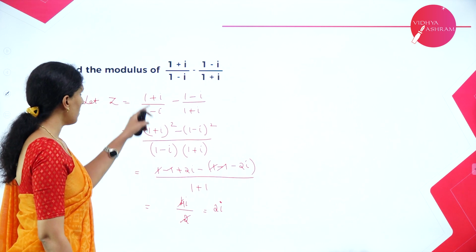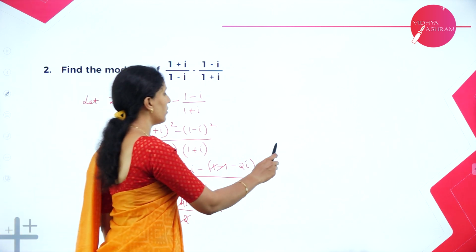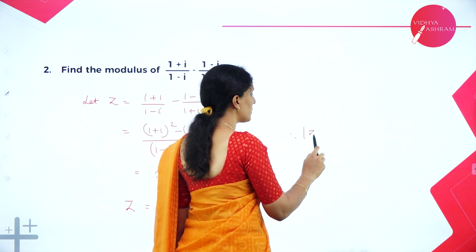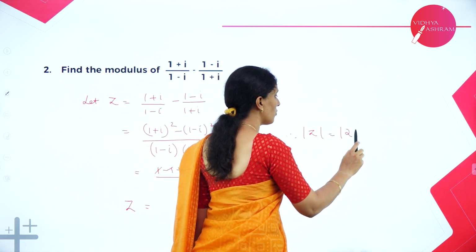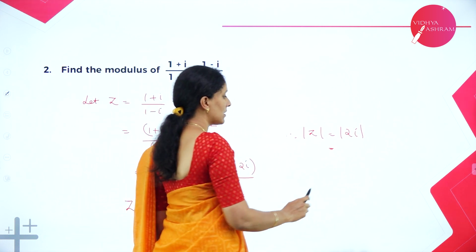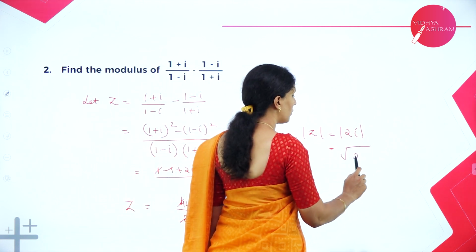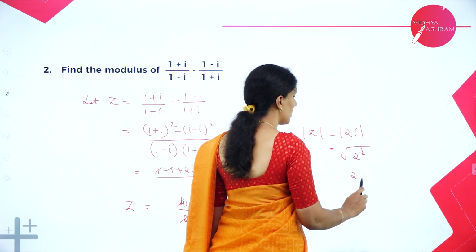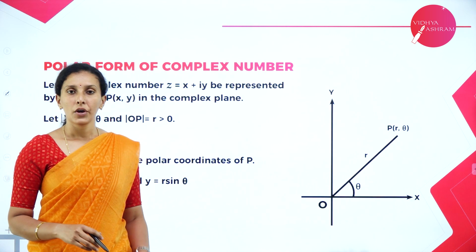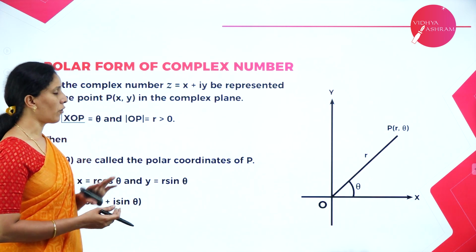Now we need to take the modulus of this. So this is our z now. Therefore the modulus of z, which is nothing but the modulus of 2i, is a purely imaginary complex number. So it is the square root of 2 square, whose value is equal to 2, because it doesn't have any real part there.